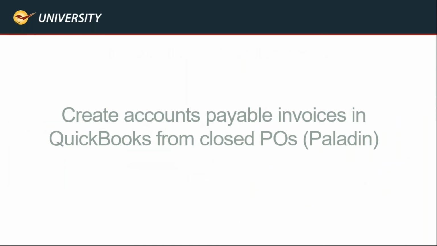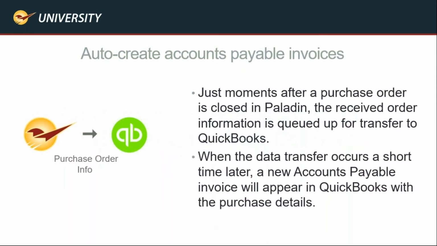Now, the accounts payable invoices in QuickBooks from the closed POs in Paladin. This is the other part of the integration. It's basically going to auto-create accounts payable invoices just moments after a purchase order is closed in Paladin. The received order information is queued up for transfer to QuickBooks. So once you've fully received a purchase order into Paladin, it is closed out. Many of you know that receiving tab there. You can see when a purchase order is still open and when it's closed.